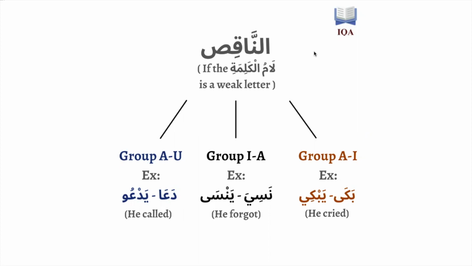A verb that is naqis is called naqis because this lam kalima, which is its weak letter, is going to be dropped a lot of times. So the verb is going to be decreased by losing one of its letters, which is the lam kalima, a lot of times, as we're going to cover.